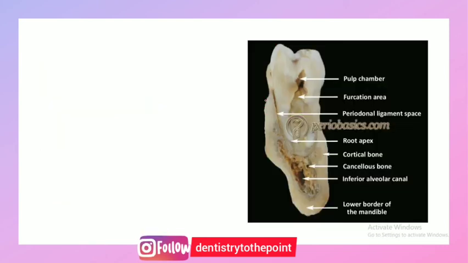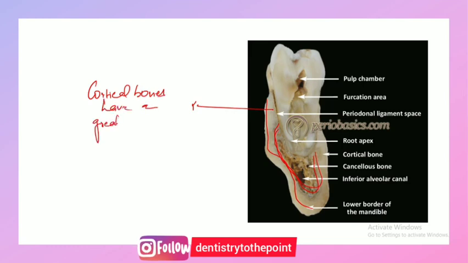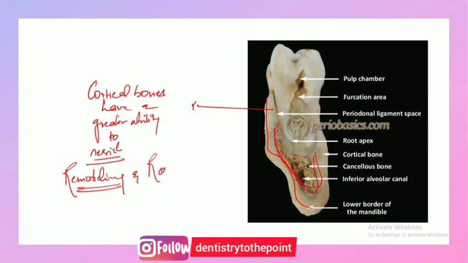Now when we talk about the cortical bone, you also have the cancellous bone. Cortical bones have a greater ability to resist what? To resist remodeling and resorptive changes, right? So whenever we are going to make a denture, the denture is going to lie on the cortical bone.